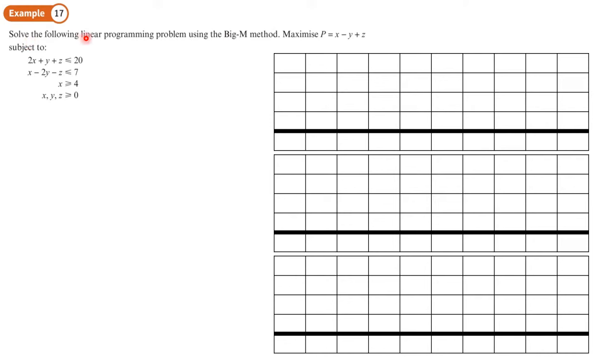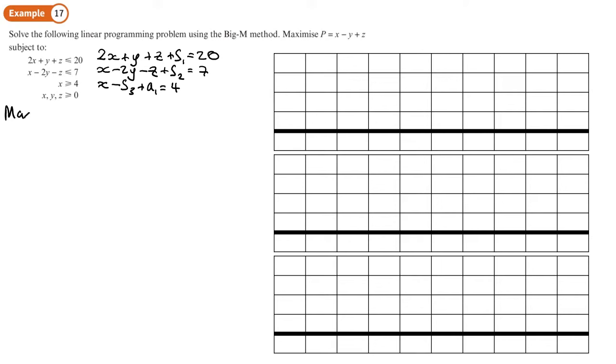Example 17, we want to solve the following linear programming problem using the big M method. We want to maximize this objective function subject to these constraints. So the first thing we're going to do is to turn these inequalities into equations. Less than or equal to, so we add a slack variable. x minus 2y minus z, again less than or equal to, so we add another slack variable. Third one is greater than or equal to, so we subtract a surplus variable, add an artificial variable, make that equal to 4.